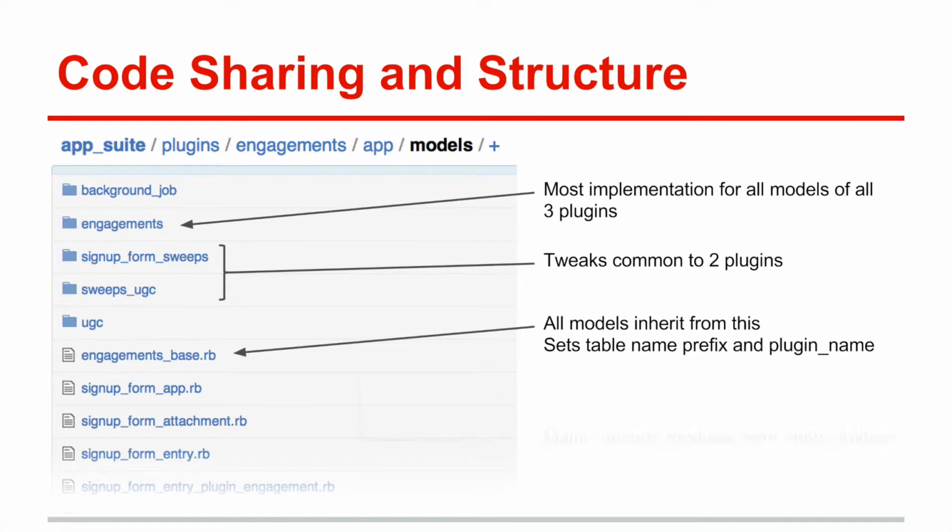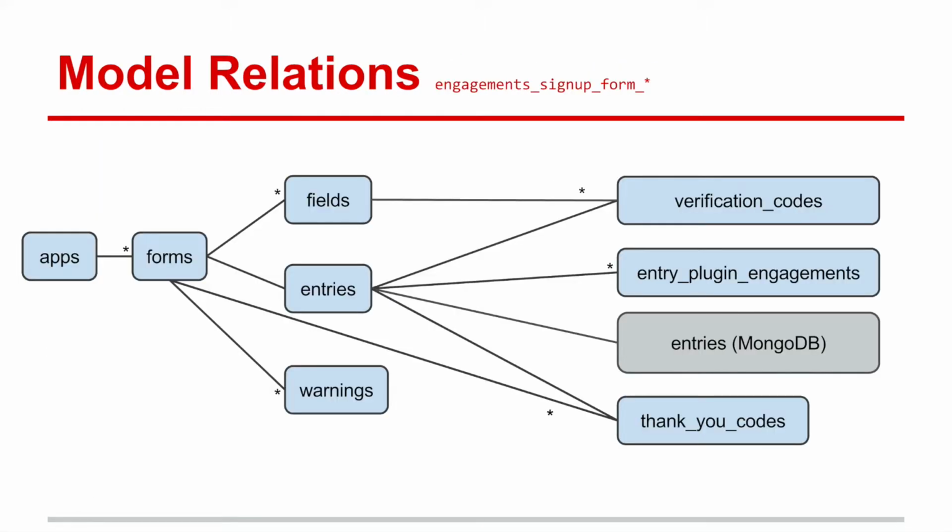And then the subsequent models effectively just include modules from the folders we just talked about. Let's talk about the entity relationships a little bit, because that'll help you rationalize how the entire engagements plugin works. As we mentioned before, every plugin starts out with an app model. In the case of the signup form, it has forms.